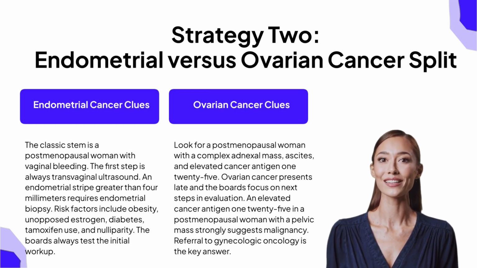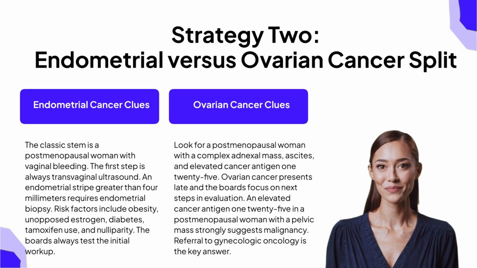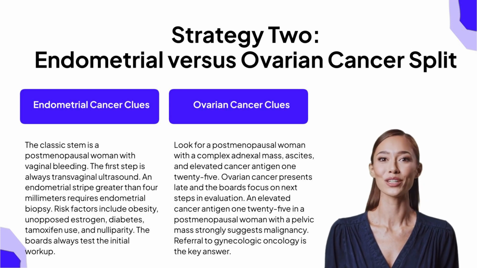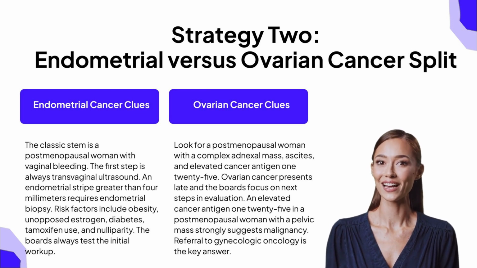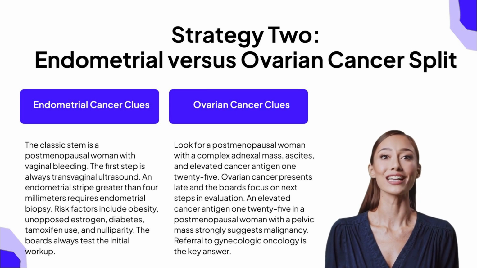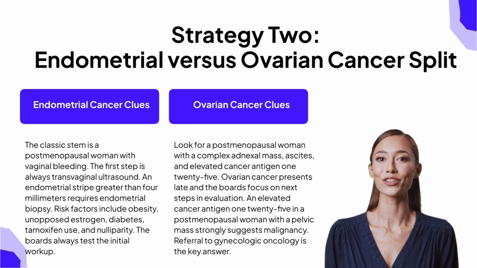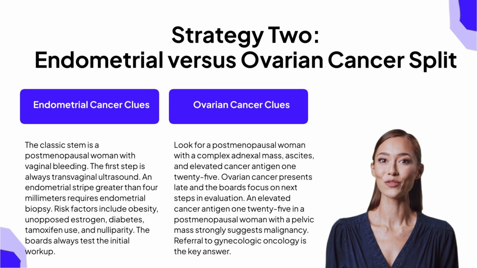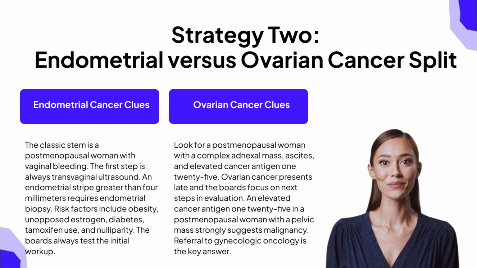For ovarian cancer, the presentation is different. Look for a postmenopausal woman with a complex adnexal mass, ascites, and an elevated cancer antigen 125. Ovarian cancer presents late, and the boards focus on what to do next. The answer is almost always referral to gynecologic oncology for surgical staging. Review these distinguishing features in the gynecology and oncology sections of First Aid.